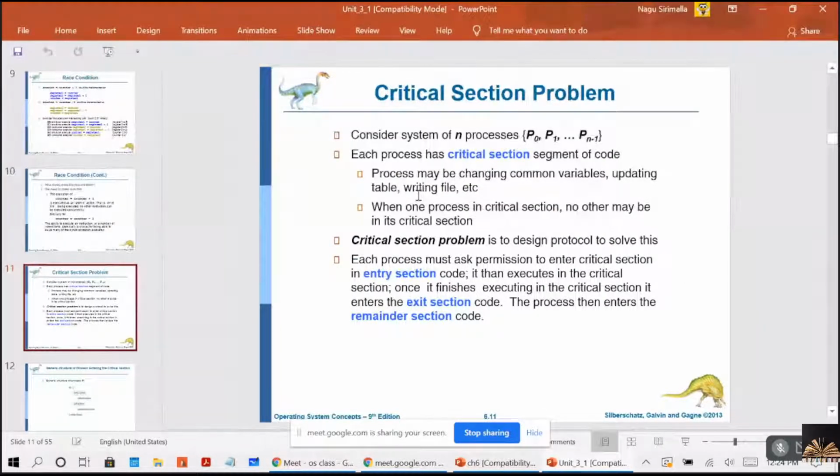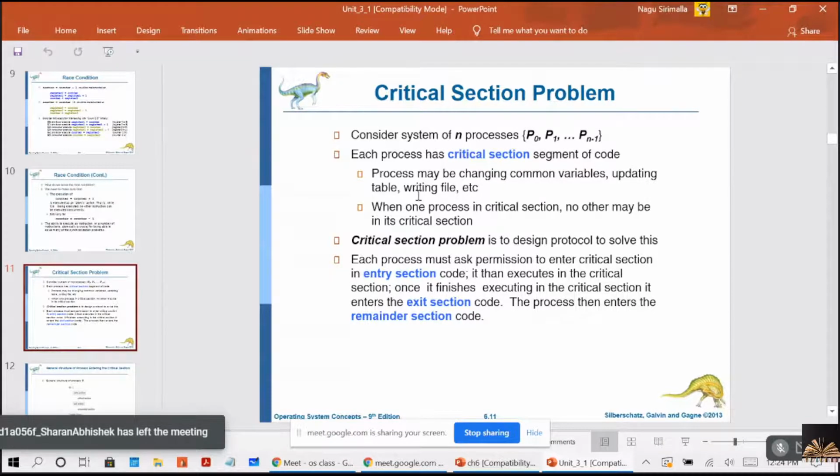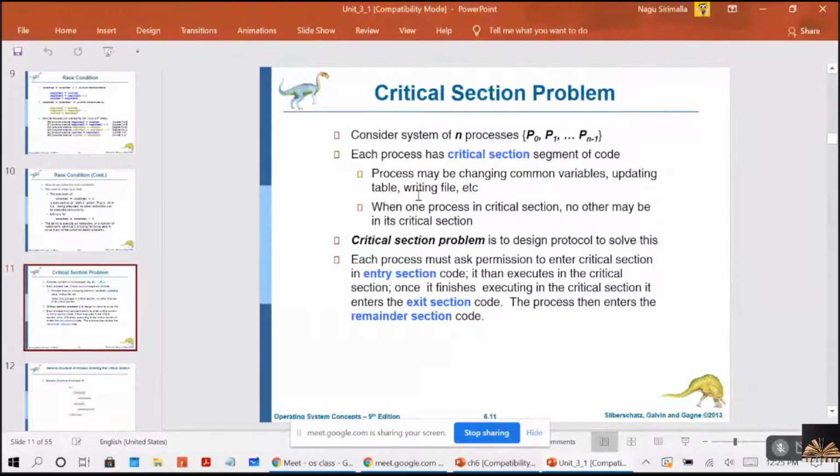Now coming to the critical section problem. Consider a system consisting of n processes, P0 to Pn minus 1. Each process has a segment of code. We can call it the critical section, in which the process may be changing common variables, updating a table, or writing a file, and so on.